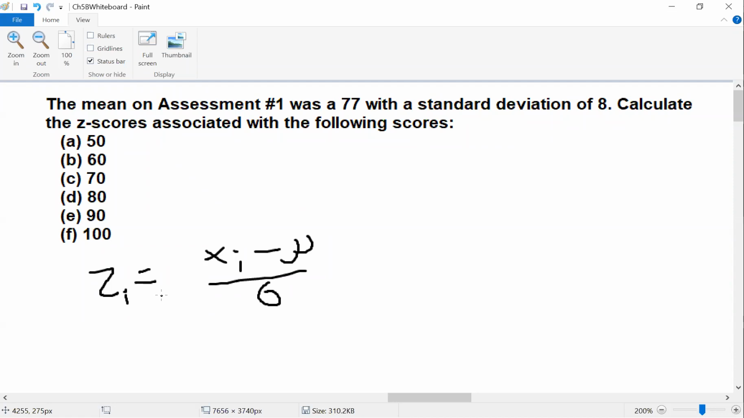So calculate the six Z-scores associated with these exam scores. This should take you about a minute. There's nothing for me to show. It's just establishing that you understand we can go into decimals. You'll see why we go into decimals on Thursday.